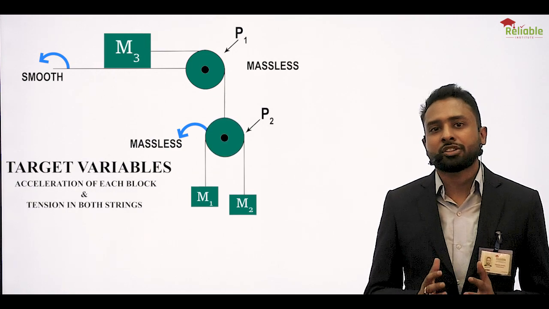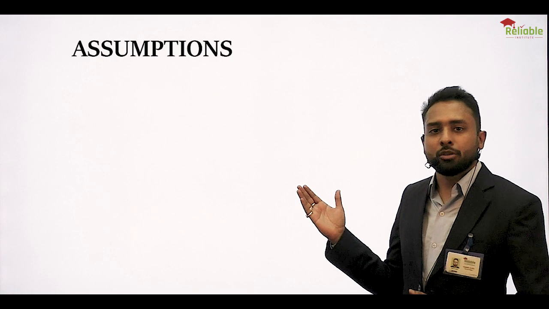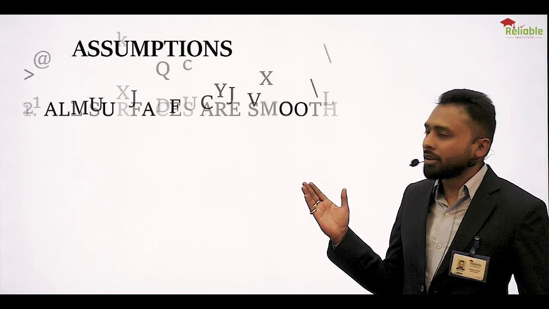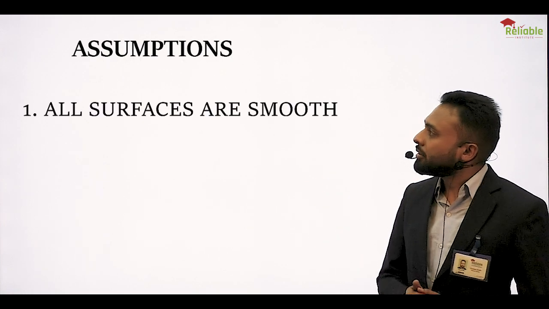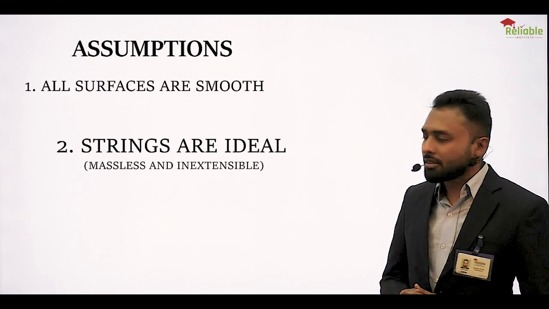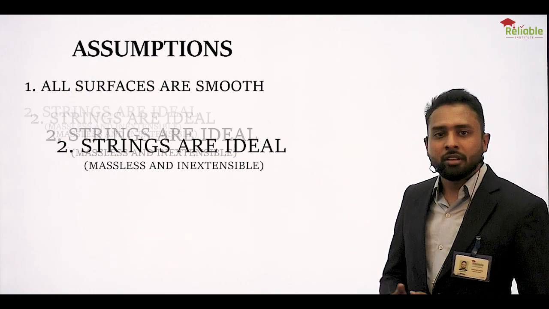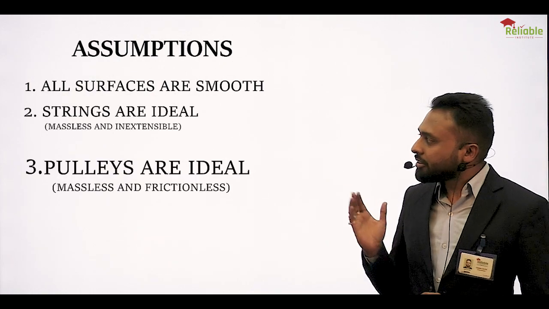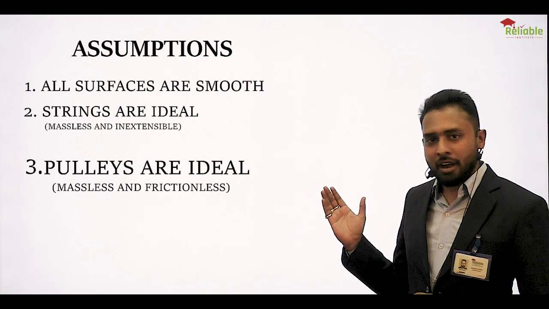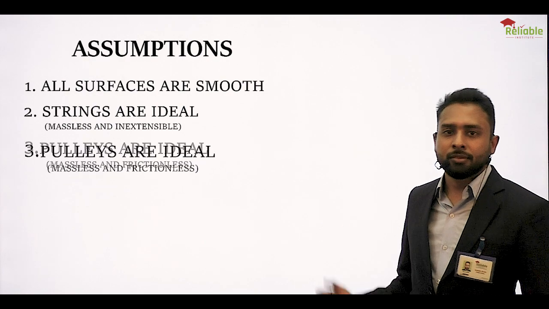Our whole discussion will be based on certain assumptions which we are going to discuss right now. The assumptions which we are using here are as follows. First one, all the surfaces are smooth. Second one, the string is ideal, which means it is massless and inextensible. Third one, the pulleys used are again ideal, which means they are massless and frictionless.